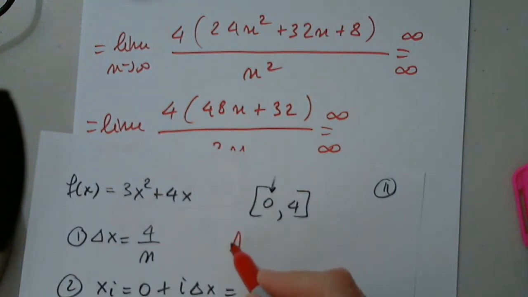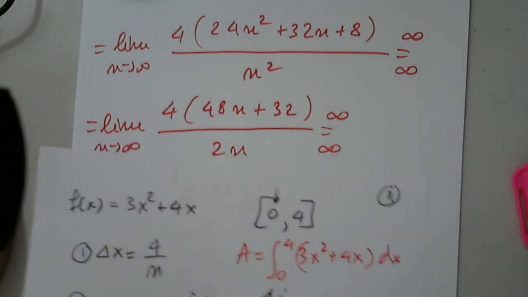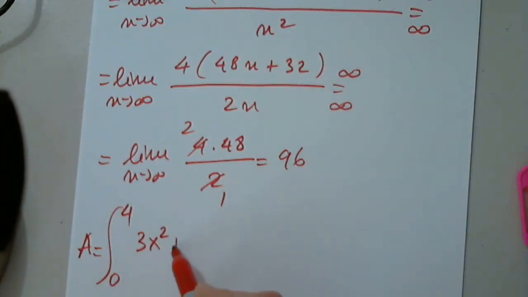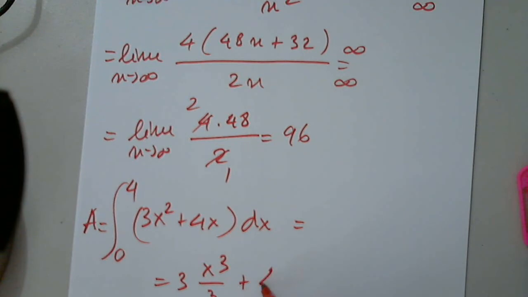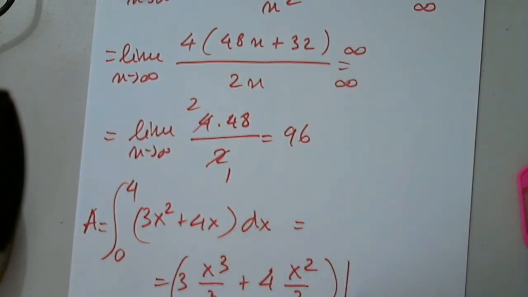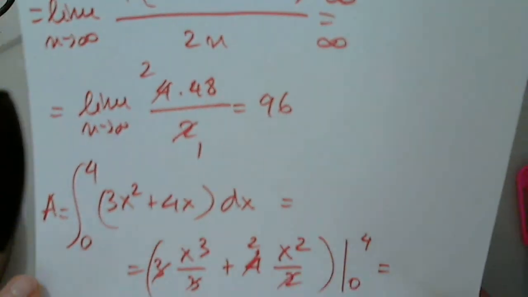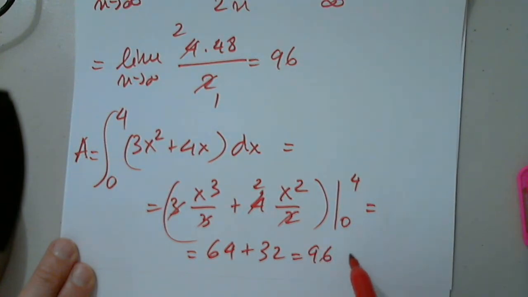Okay, here it is. So the area equals the integral from 0 to 4 of 3x squared plus 4x dx. And I'm going to check right now. Three x to the third over 3 plus 4x squared over 2 from 0 to 4. Luckily, they're polynomials. I'd only need to plug in 4. So 16 times 4, I think it's 64. And 4 times 4 is 16 plus times 2 is 32, and I get 96.